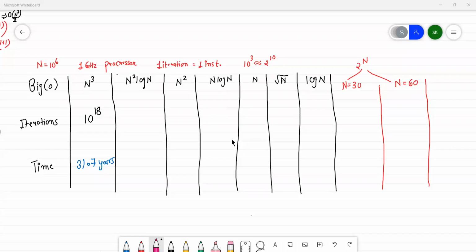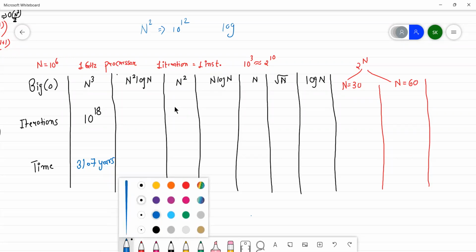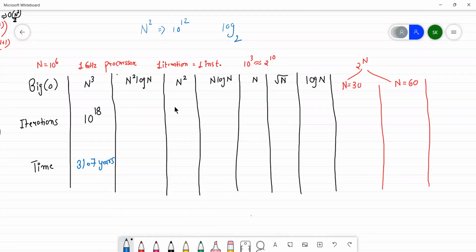I'm just thinking out loud that the only difficult part is getting the log n. It's not that difficult. I'll solve that in front of you all. N square, I'll just write here, 10 to the power 12. N square will be your 10 to the power 12. Log n, just a minute, to the base 2. Log to the base 2. And here it is 10 to the power 12. Sorry, not 10 to the power 12, it's 10 to the power 6.